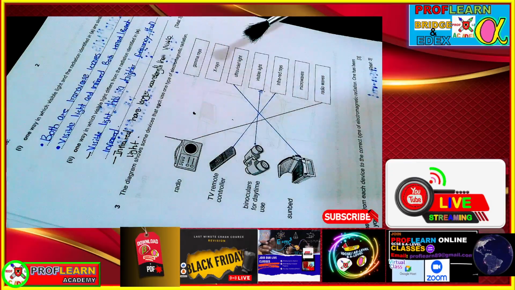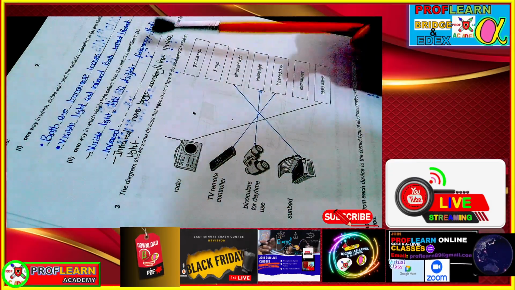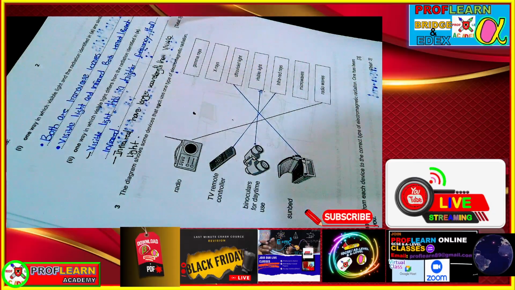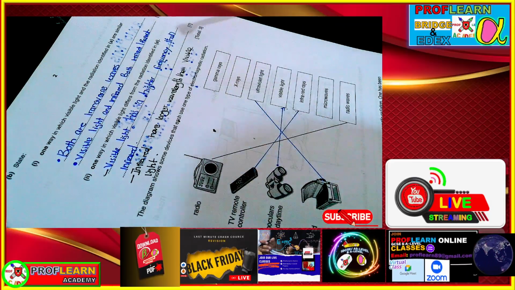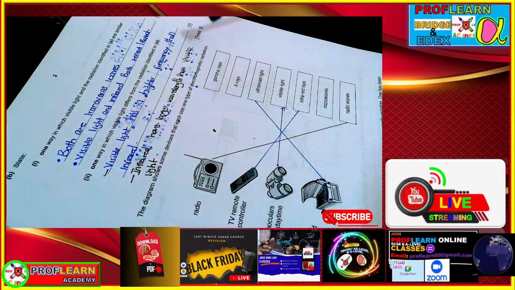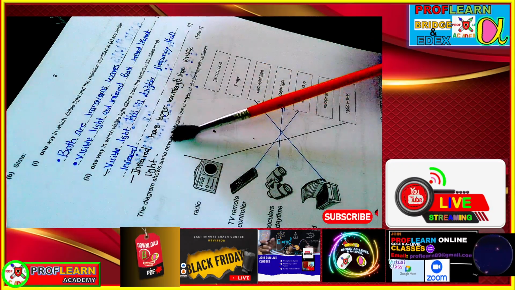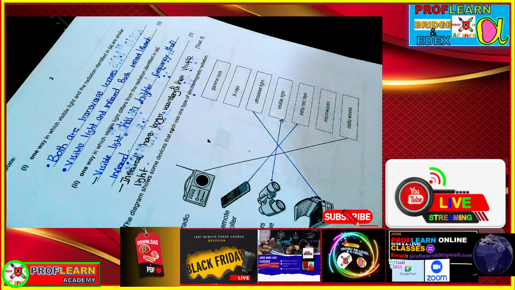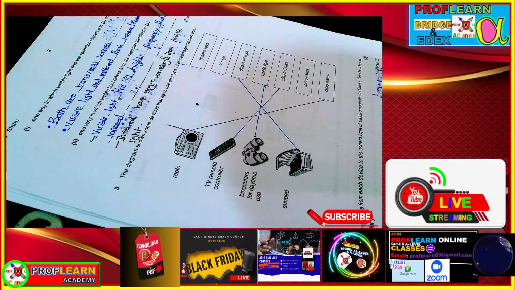But if you are told to state differences, or the way they differ, you are going to say visible light has a higher frequency than infrared, or visible light has a shorter wavelength compared to infrared. Also, you can just talk of differences in terms of wavelength and differences in terms of frequency, guys.